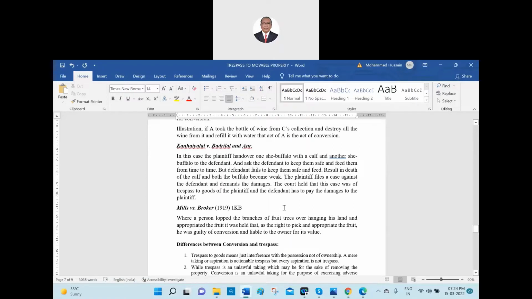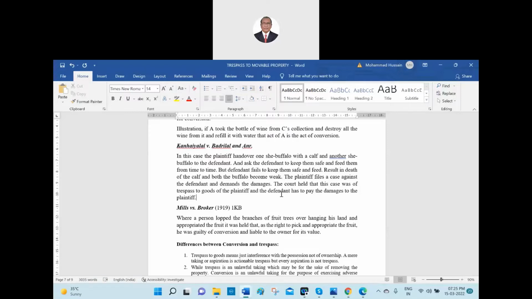Okay, the plaintiff files a case against the defendant and demands damages. The court held that this case was a trespass to goods of the plaintiff and the defendant has to pay the damages to the plaintiff. See, there are two things here: trespass to goods in the form of a conversion also, because the calf died; the animate calf became a dead calf. Is it or not?